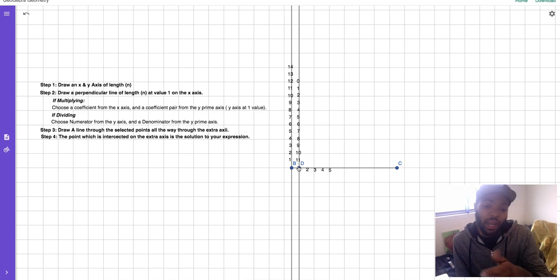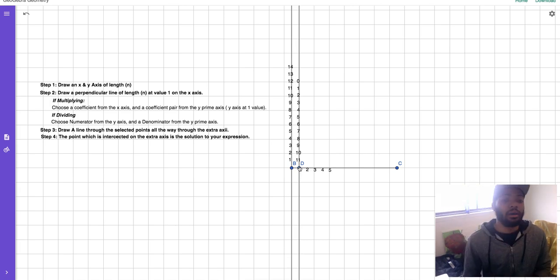And the reason why it has to be at value 1 is because in both division and multiplication, 1 is the identity. So, there you go.